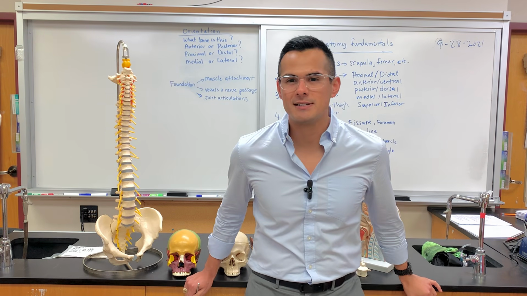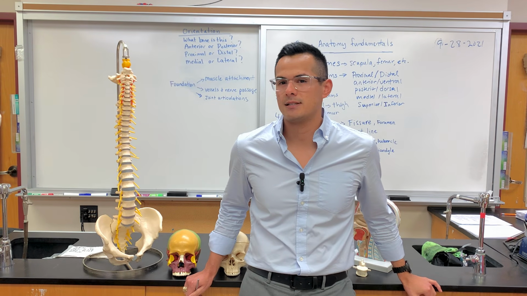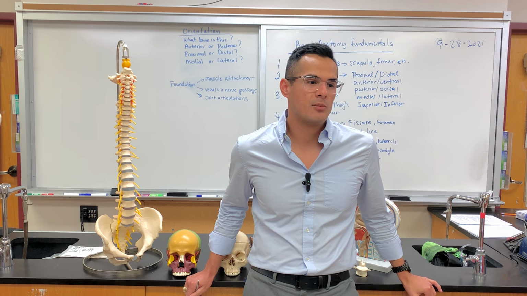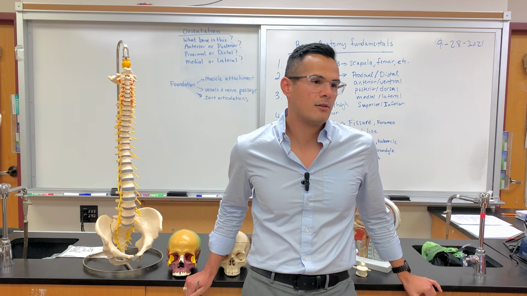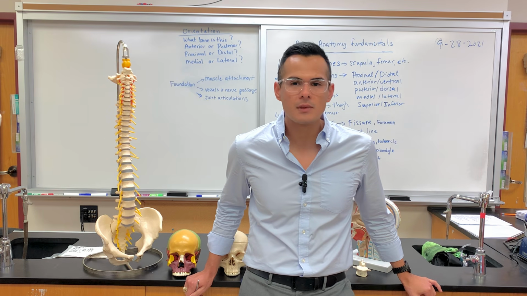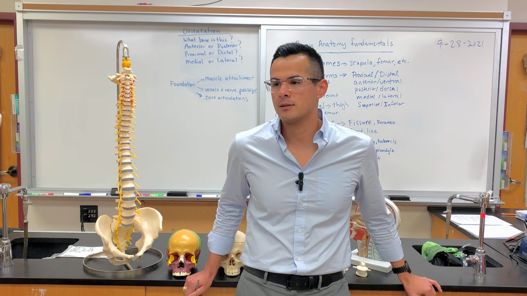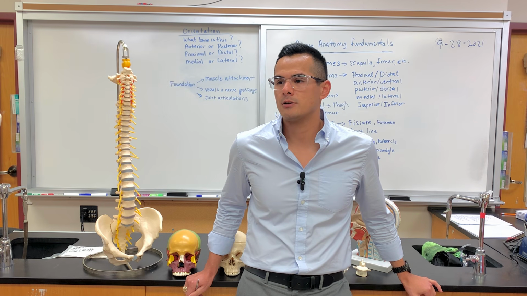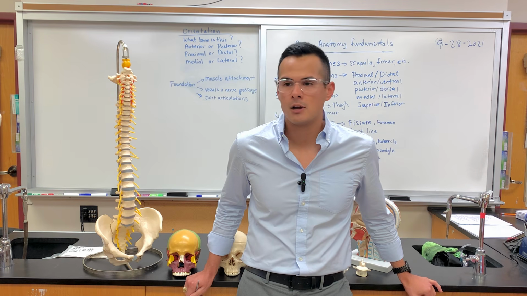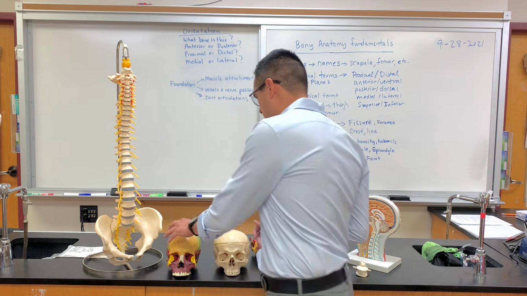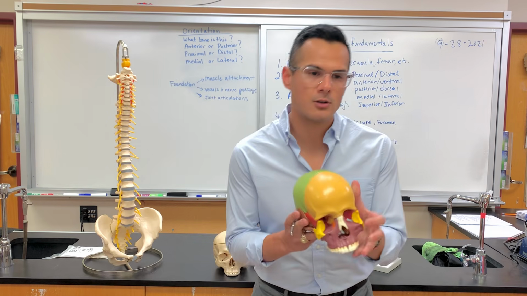All right, so in this lecture, we're going to discuss the axial skeleton. More specifically, we're going to go over some of the bony anatomy for the skull, as well as some of the vertebrae and some of the other features on the skeleton model. Okay, so the first thing we're going to start off with is the skull.